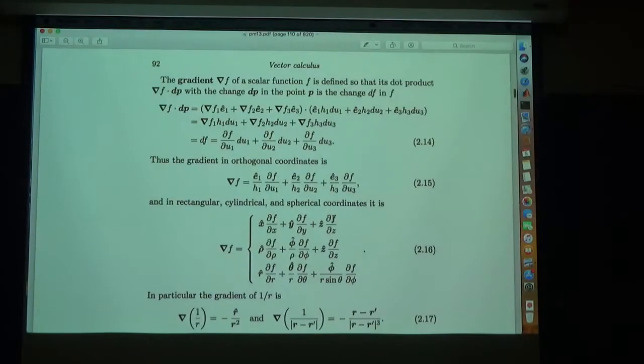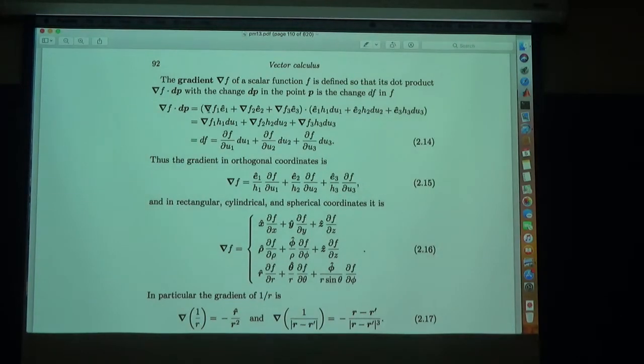So the gradient of a scalar function is just defined so that its dot product with the change in the position vector gives you the change in the function. So df equals grad f dot dp. This is worth remembering, by the way, because you can get confused as to what a gradient is if you haven't read a good definition lately. But the idea is that the gradient dotted into the displacement gives you the change in the function.